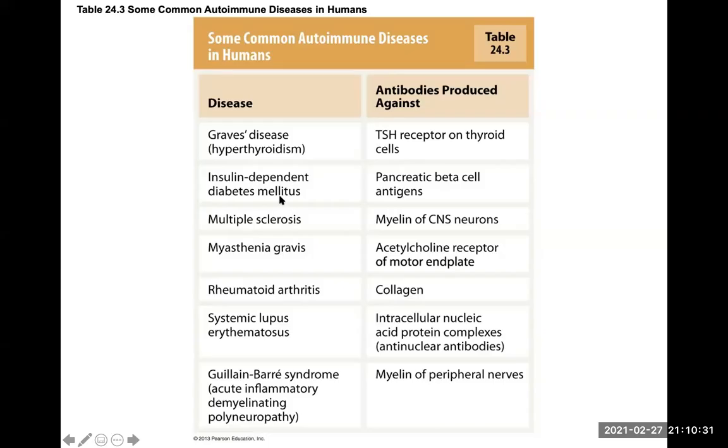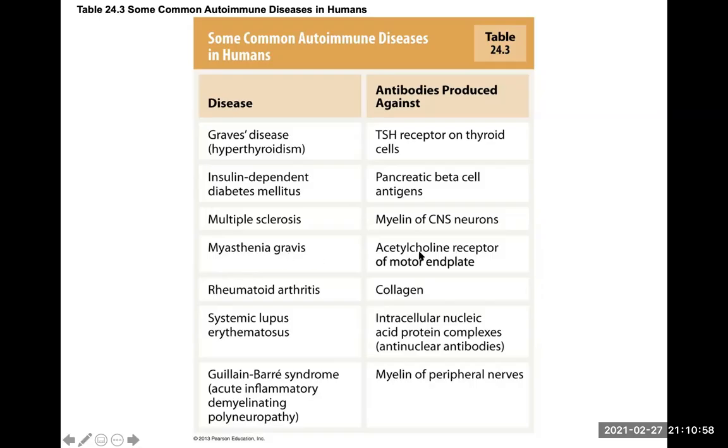Insulin dependent diabetes mellitus. I'm sure you guys know about diabetes, right? Type 1 diabetes. The pancreatic beta cell antigens have antibodies produced against them. Multiple sclerosis has to do with the myelin of your CNS. Myelin, again, is really important because it helps with conduction rates, energy expenditure, and cell-to-cell signaling.